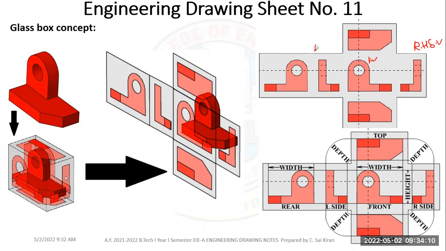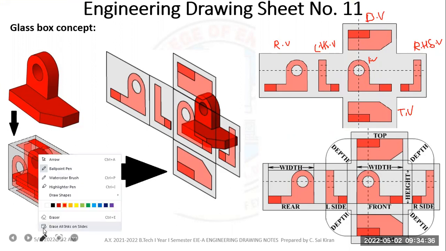This is my left hand side view. This is my rear view or back view, we can call. This is our rear view, and this is my top view. In the first angle position, this will be my top view, and this will be your bottom view. We call this the bottom view. So like this we will be making it.